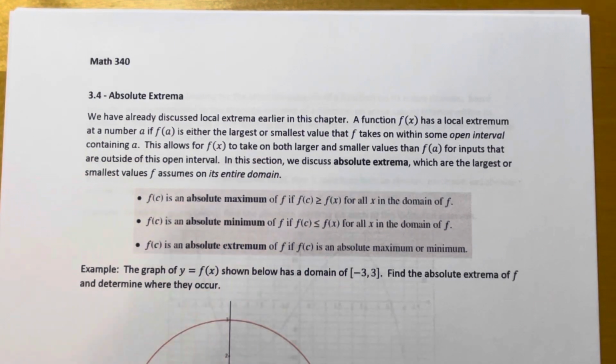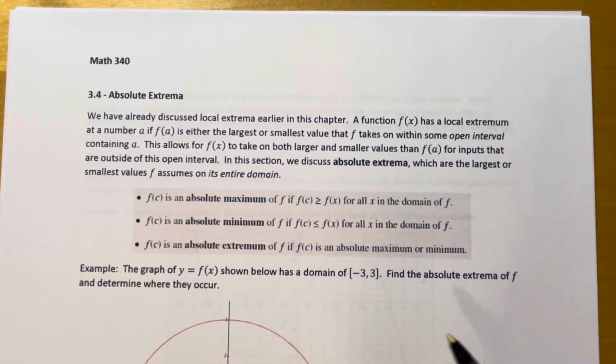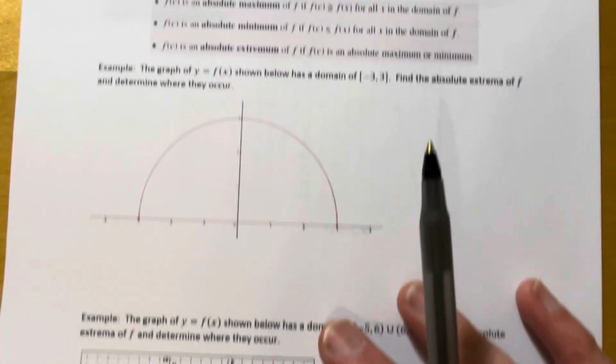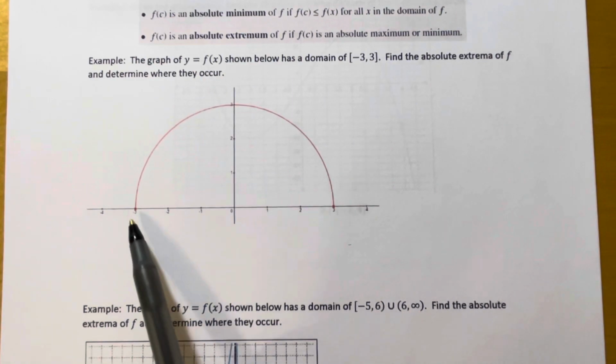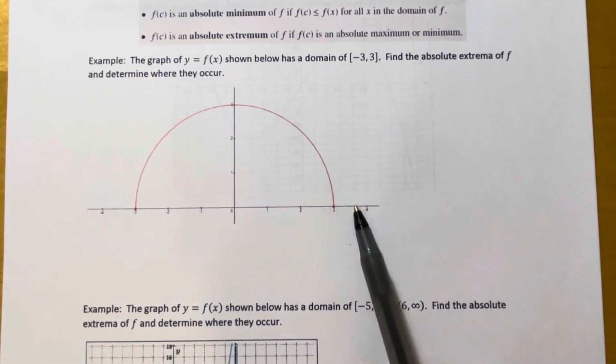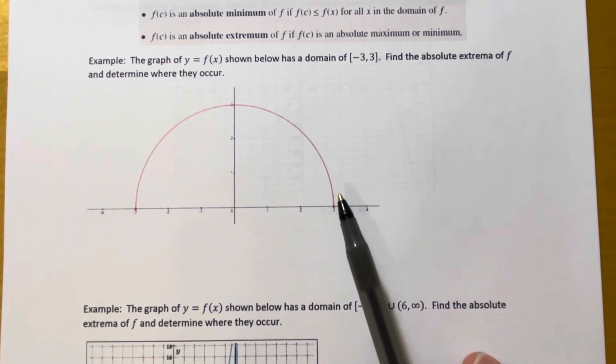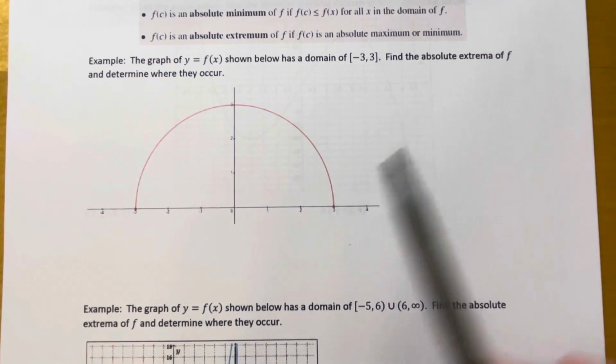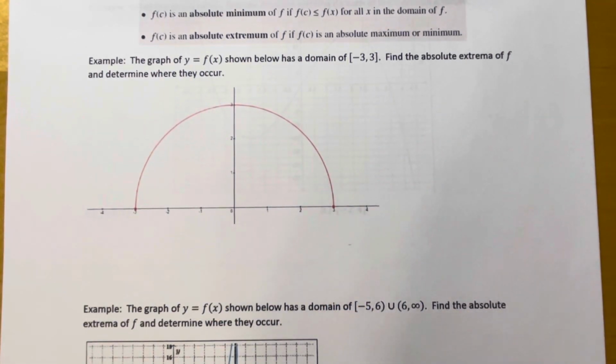So here's an example where we're given a graph. It says the graph of this function has a domain of [-3, 3], and we're asked to find the absolute extrema of f and determine where they occur. So notice from -3 to 3, that's from here to here. So we are seeing the entire graph. There's no part of this graph that's off the screen, if you will.